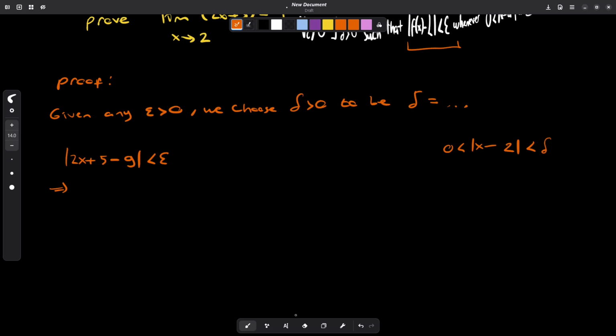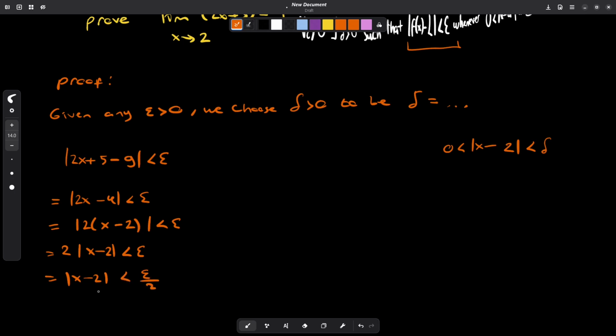This is equal to 2x minus 4, and that's less than epsilon. And if I take this to the two parentheses, I am seeing that this is less than epsilon. I can take the 2 out, right? So this is 2 times absolute value of x minus 2 less than epsilon. And if I divide every side by 2, absolute value of x minus 2 is less than epsilon over 2. As we can see, I managed to get the same thing. Therefore, I found my delta. From the beginning, my delta was epsilon over 2. I found it. Good, now I can say this is epsilon over 2.